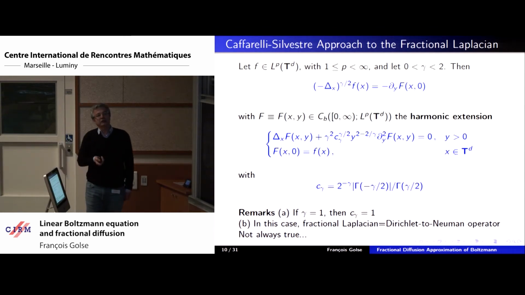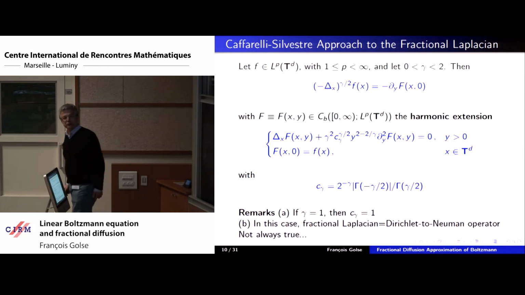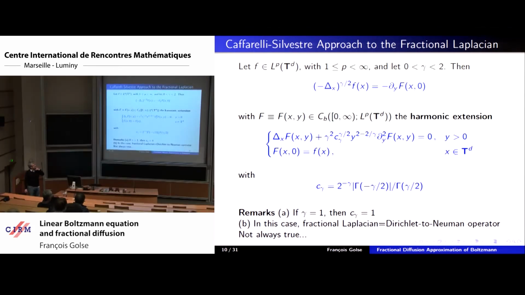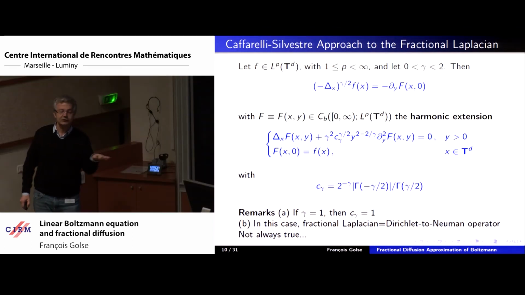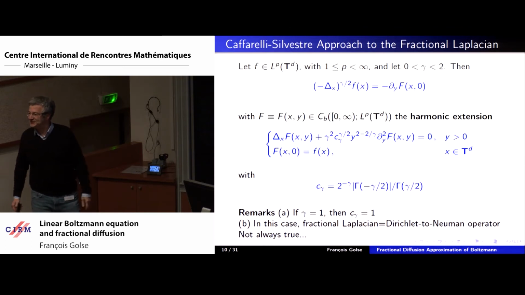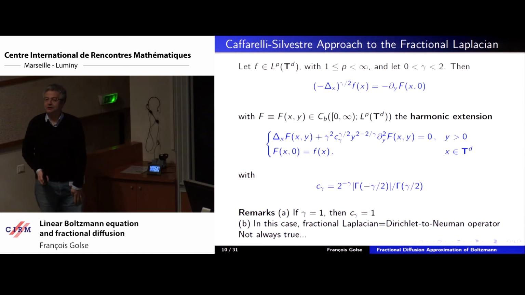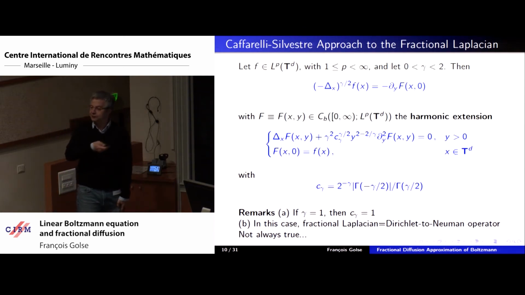So in this case, the fractional Laplacian appears as a Dirichlet to Neumann operator, but we shall see that this is not always true. The Dirichlet to Neumann operator is something that you can define in a very general setting. It's not always a fractional Laplacian. We shall see that later, there are examples. Of course, at high frequencies it always behaves like a fractional Laplacian, but it's not equal to that in general.